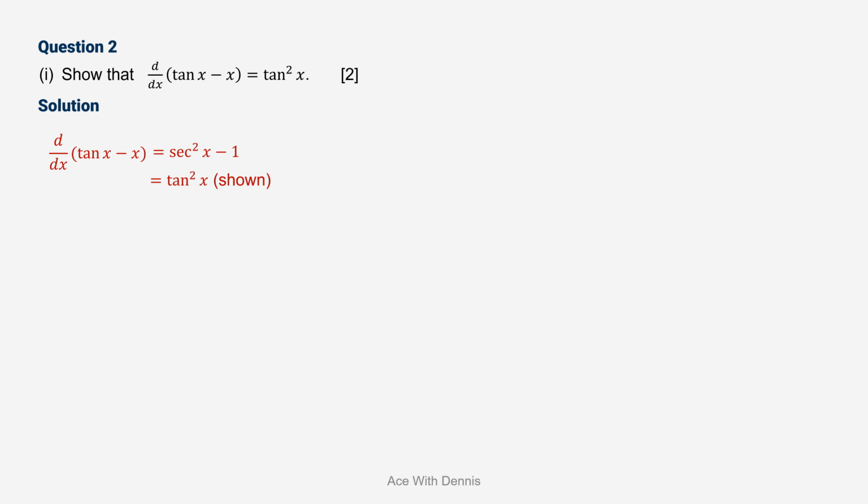Question 2. Part 1. Show that d over dx of tangent x minus x equals tangent squared x. 2 marks. So to differentiate tangent x, we'll get secant squared x. If we then differentiate x, we get 1. Hence, it becomes secant squared x minus 1. And applying the identity, secant squared x minus 1 is tangent squared x, hence shown.